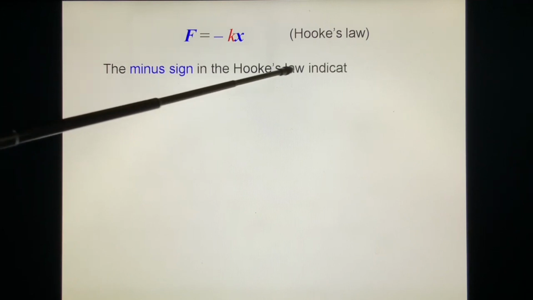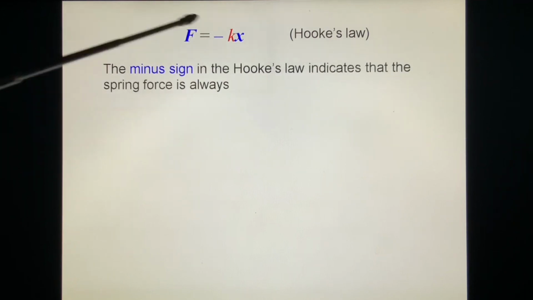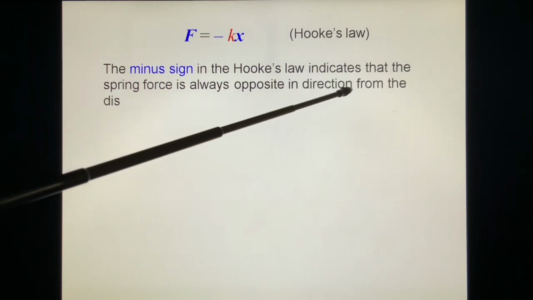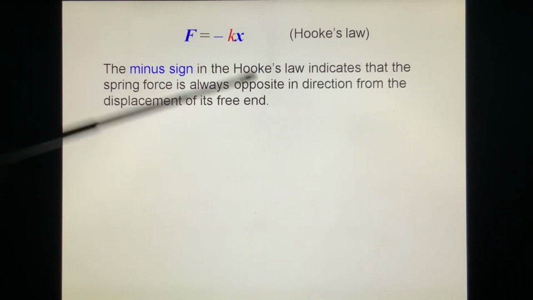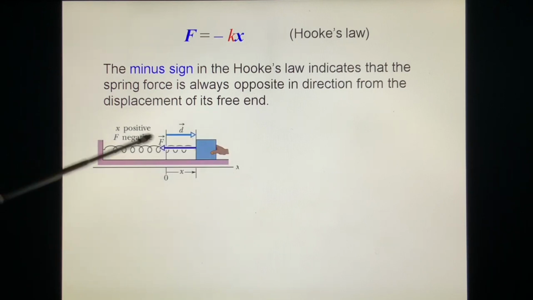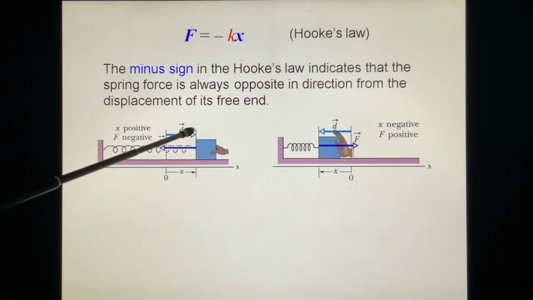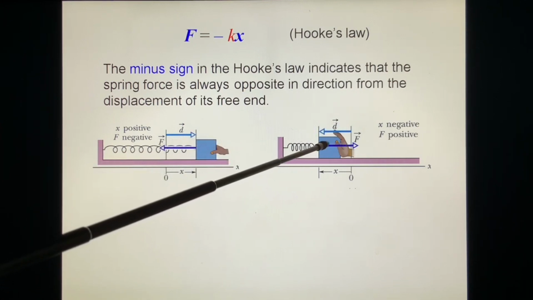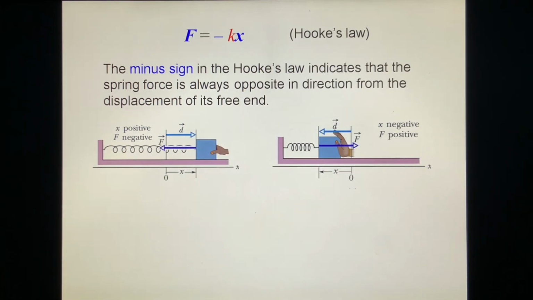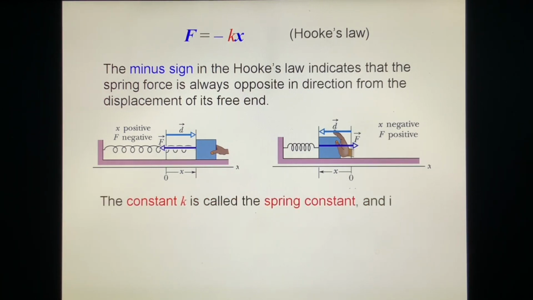The minus sign of Hooke's law indicates that the spring force is always opposite in direction from the displacement of its free end. If you pull it, the displacement d is to the right, and the force is to the left. If we push the spring, the displacement is to the left, and the force against you is to the right. It's always opposite in direction. The constant k is called the spring constant and is a measure of the stiffness of the spring.